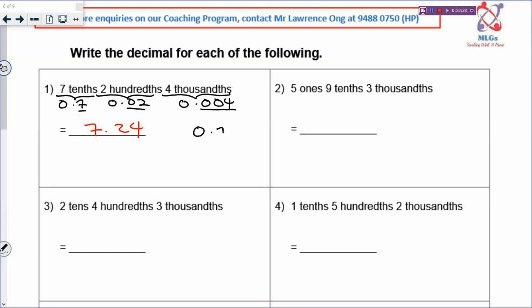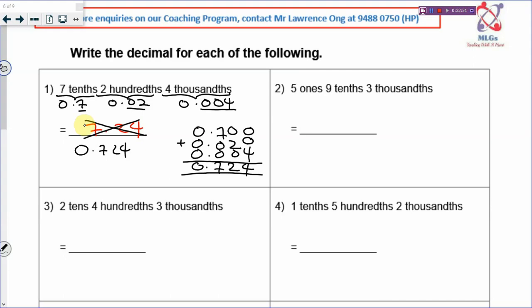So 0.7 plus 0.02 plus 0.004, and then you add them. And you put the 0 in the blank spaces. So you have 0.724, which is the answer. So this answer is wrong. It's 0.724. Alright? That's how you should be doing. Alright, another one, 5 ones. 5 ones is 5 times 1, okay?